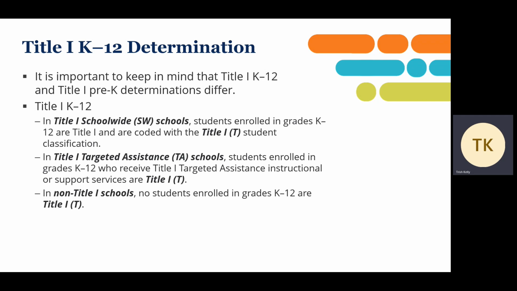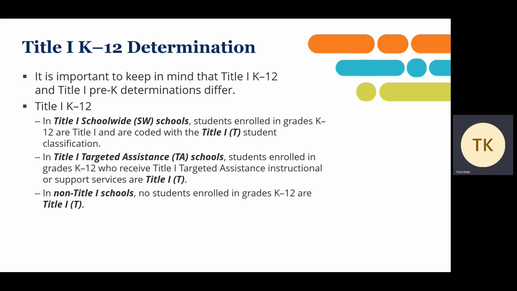So for Title I K-12, there are three types of schools: Title I school-wide, Title I targeted assistance, and non-Title I. In Title I school-wide schools, students enrolled in grades K through 12 are Title I and are coded with a Title I-T student classification. The program is school-wide. It applies to all students enrolled in grades K through 12.